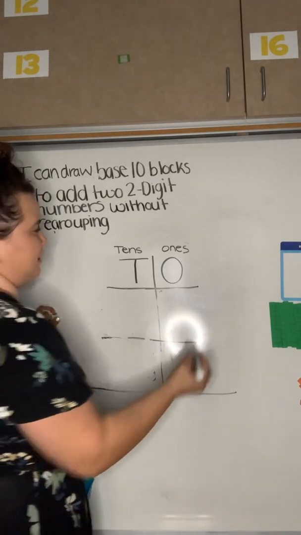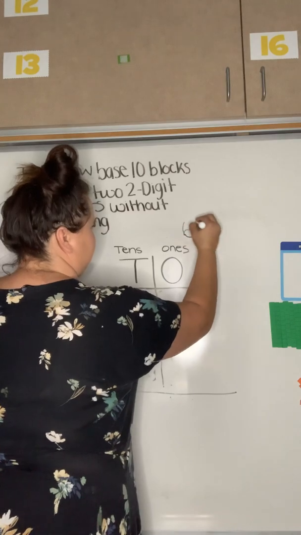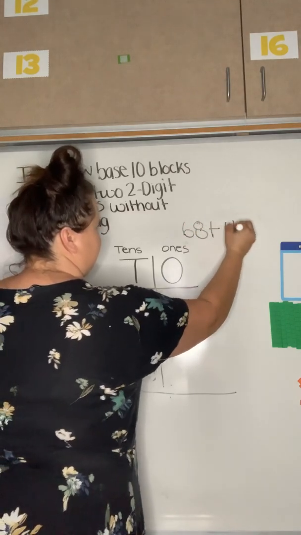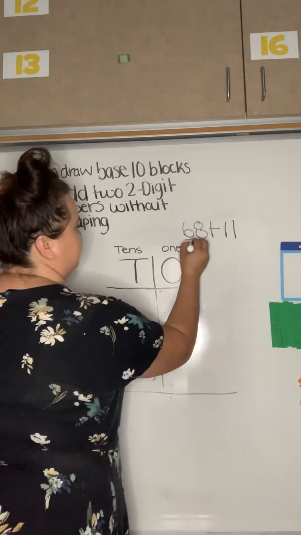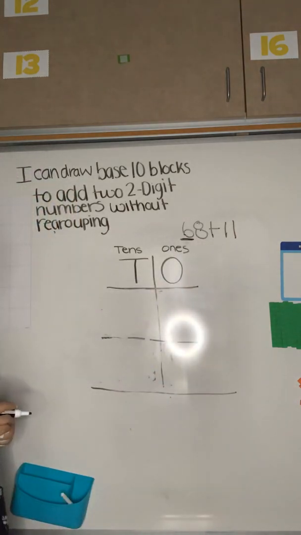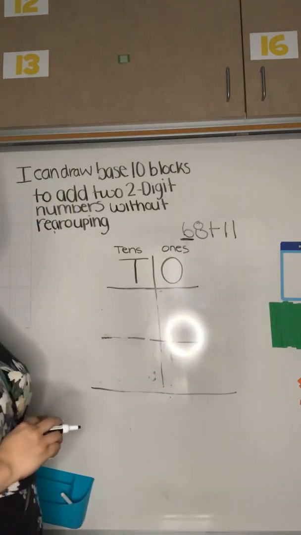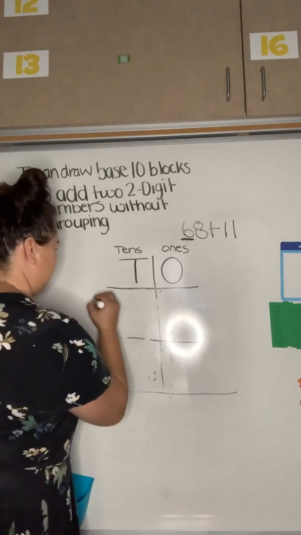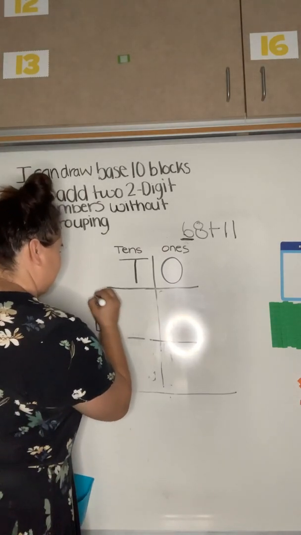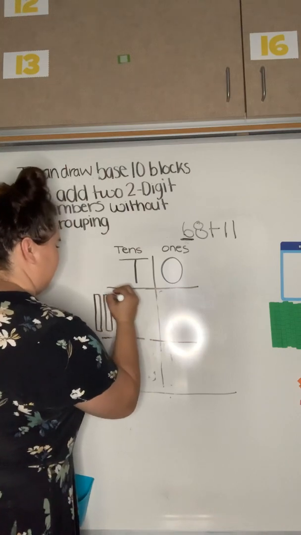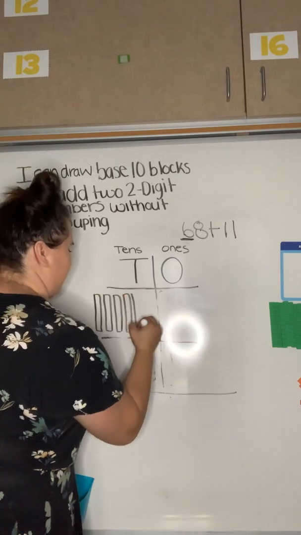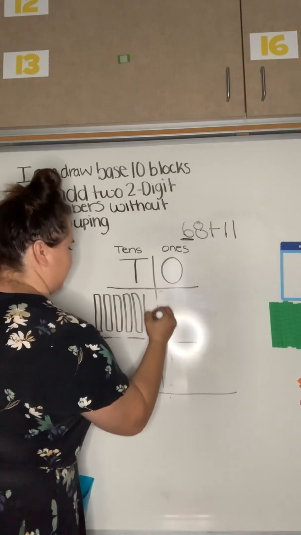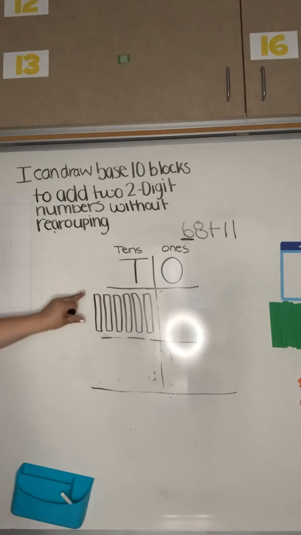68 plus 11 is our next one. 68 plus 11. How many tens do we have in the number 68? What's in our tens place? 6, good job. So I'm going to draw 6 10 rods. 1, 2, 3, 4, 5, 6. So now I have 6 10 rods.